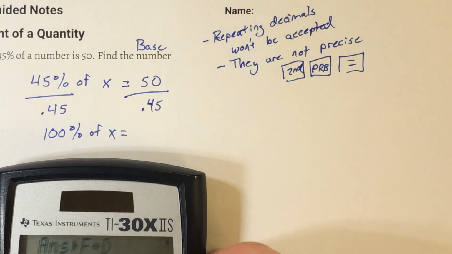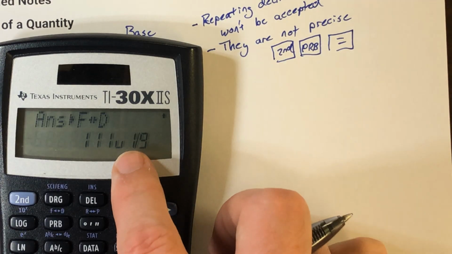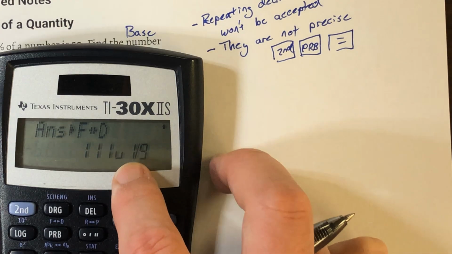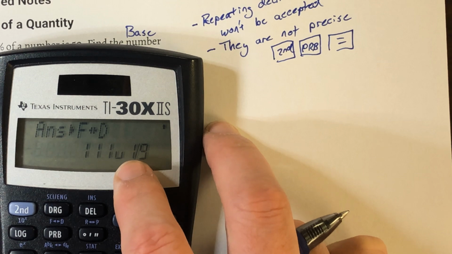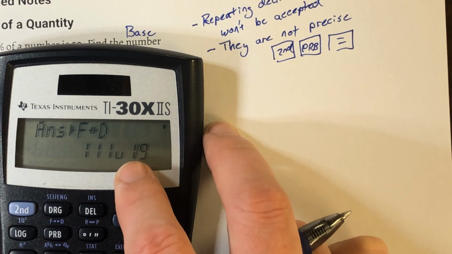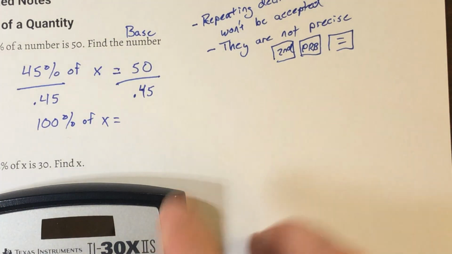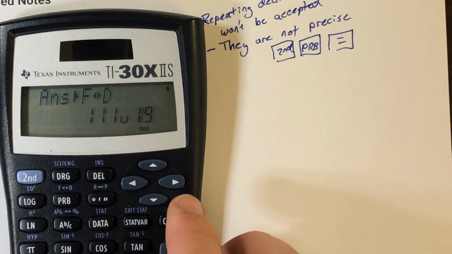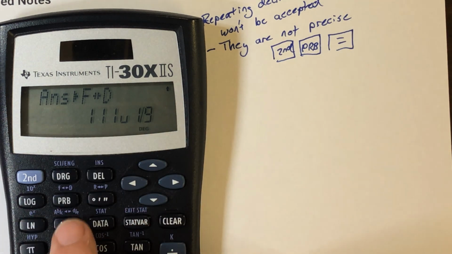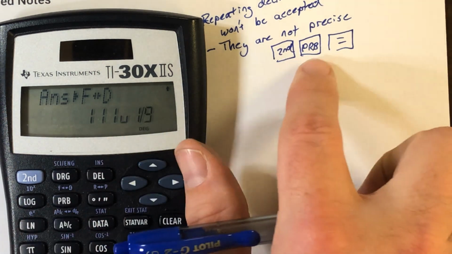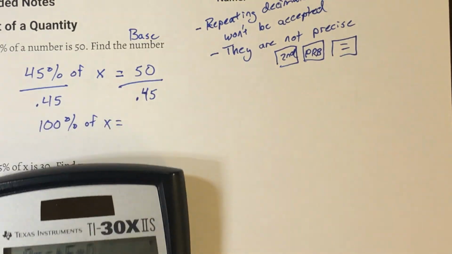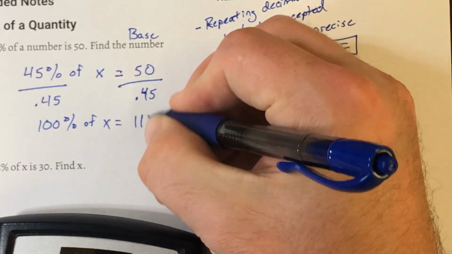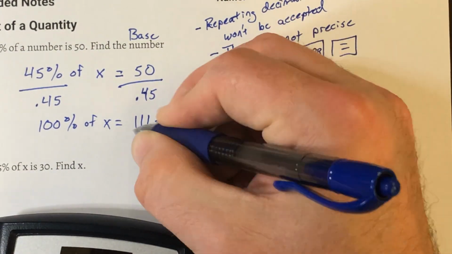Very precise, very exact. Why do we want precise numbers? Well, you could then use that number in other calculations. You can't use repeating decimals in other calculations because it slowly starts to change your answer. So anyways, 50 divided by 0.45 was 111.1111. We changed it to a fraction using these buttons. So our precise answer is 111 and 1/9.